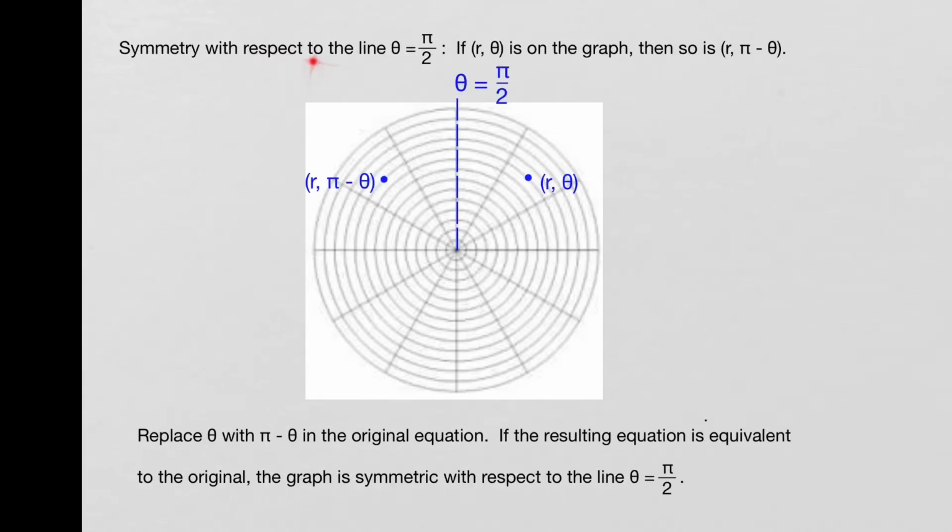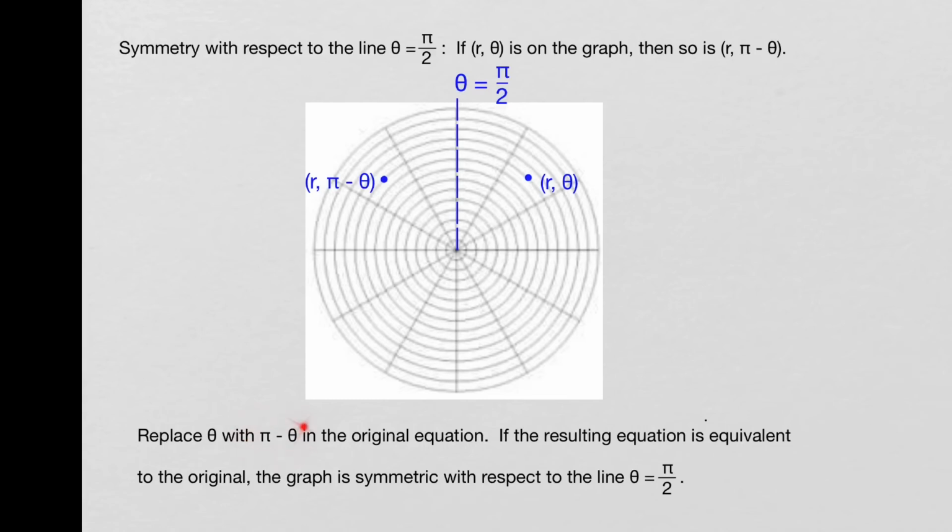And finally, symmetry with respect to the line theta equals pi over 2. Now this is our positive y-axis. So if r comma theta is on the graph, then so is r comma pi minus theta. So if here is r comma theta, this point would be r comma pi minus theta. And the procedure is to replace theta with pi minus theta in the original equation. If it's equivalent, then again, the graph is symmetric with respect to the line theta equals pi over 2. And if it is not equivalent, it's inconclusive.